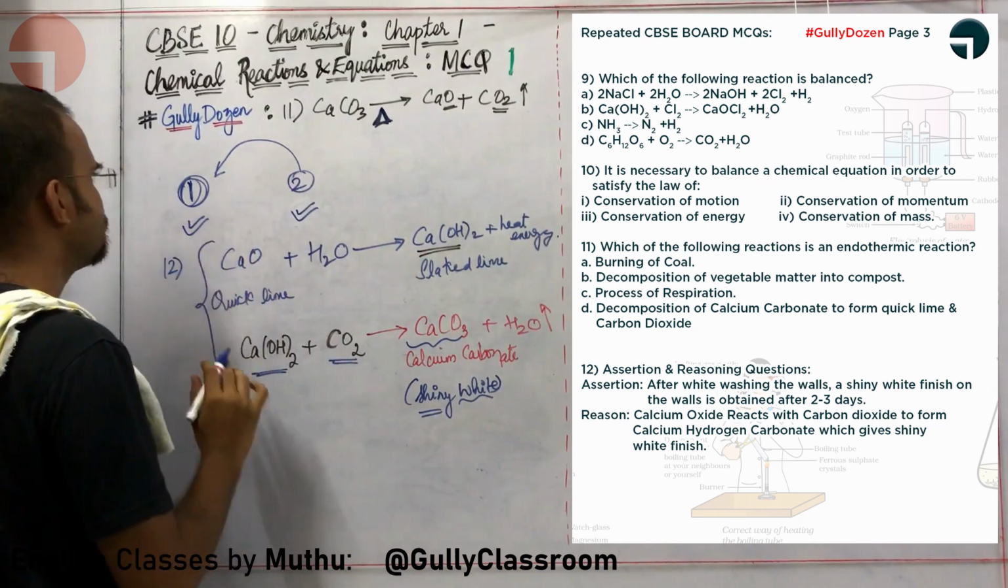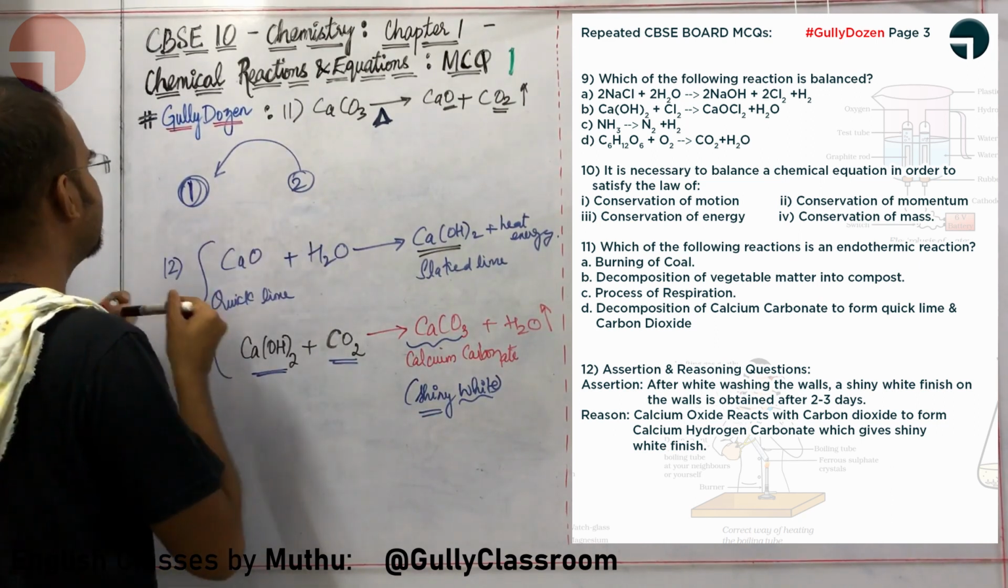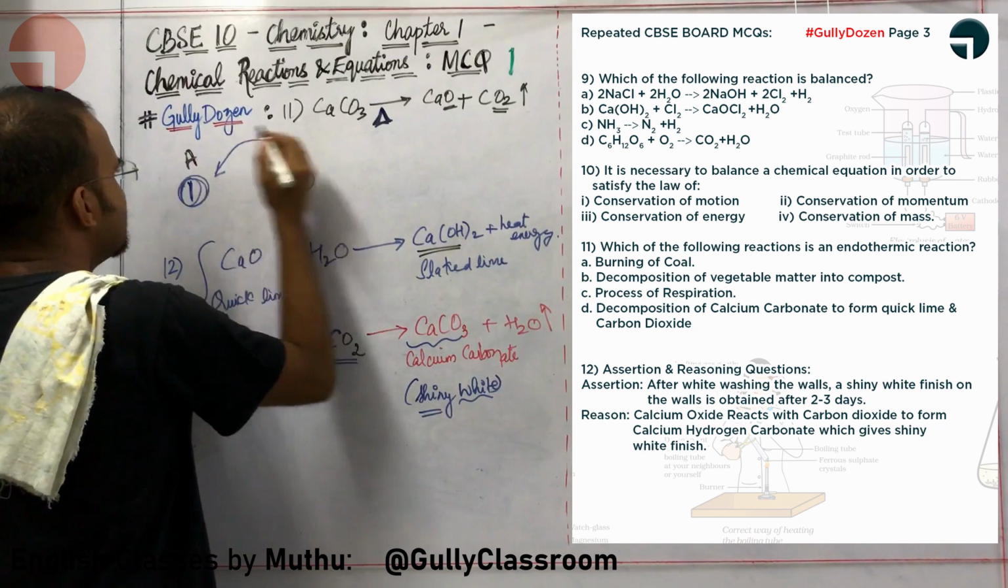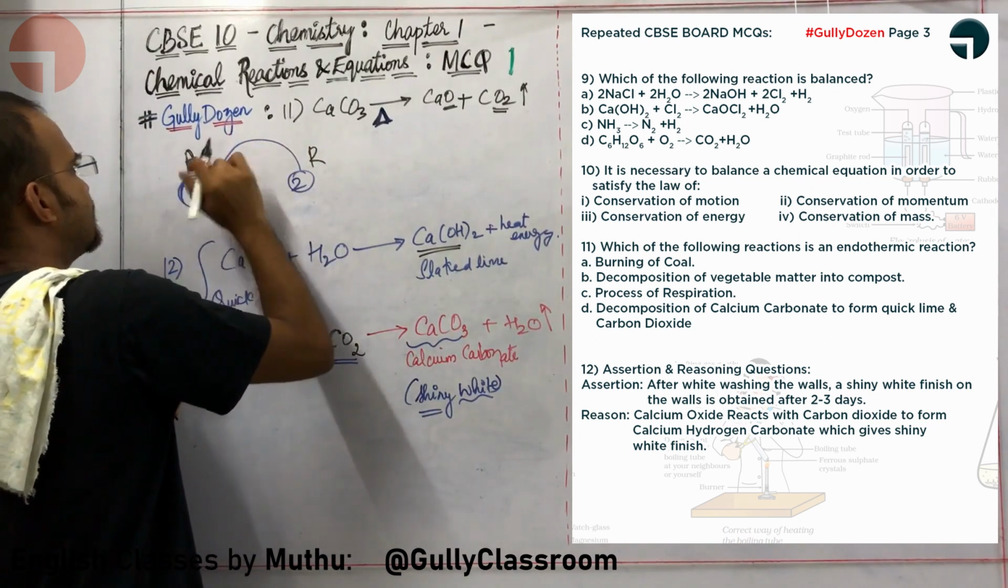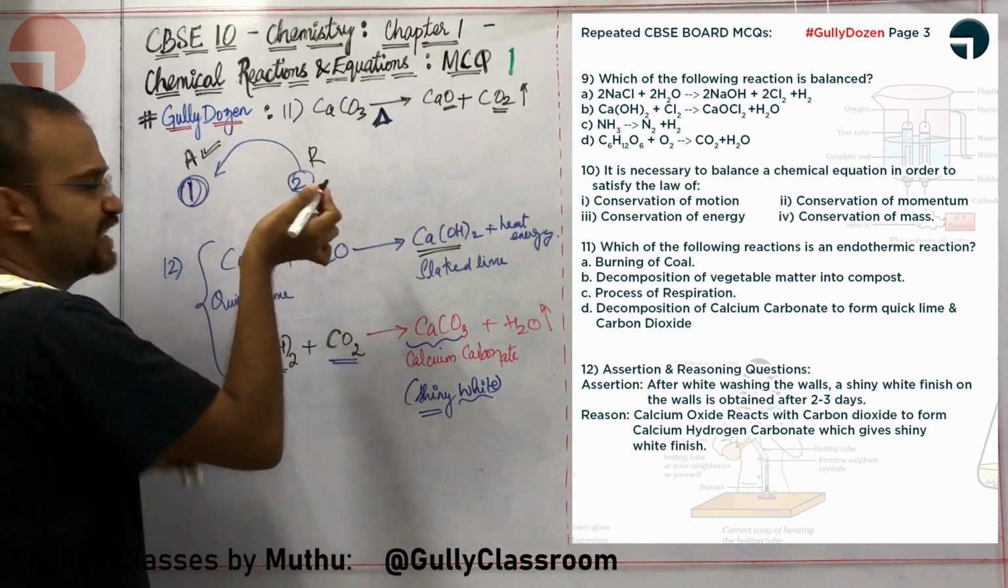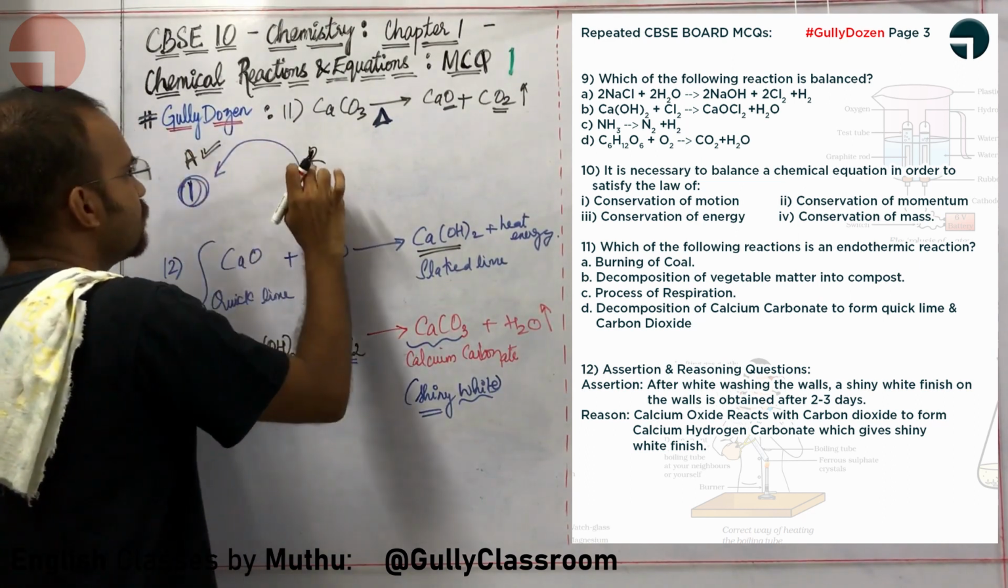Now, the assertion is right. Let us say this is the assertion, and this is the reasoning. The assertion is absolutely right. What does a double tick represent? A double tick represents the assertion is absolutely right. Okay, sir. What about the reasoning, sir?